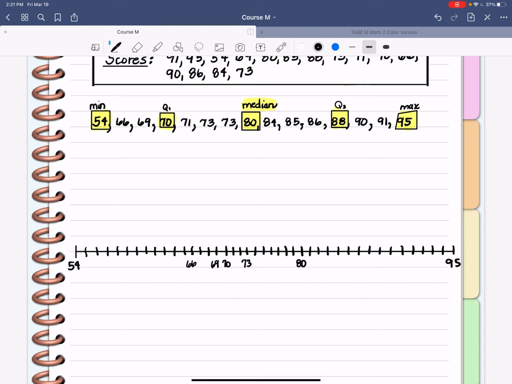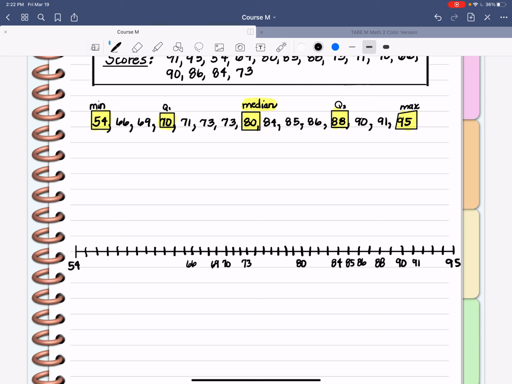84, 85, 86. You don't have to squeeze them in there if you don't want to. I just kind of like to see my data points. 90, 91, and then of course 95. So there are the scores on the grid itself. And there were two 73s. You don't have to list them both there.